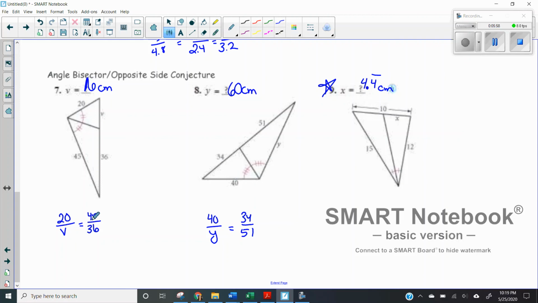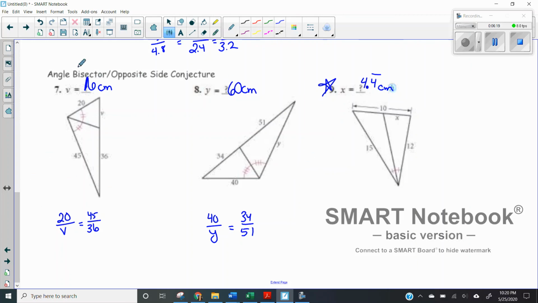Number 8 is fairly straightforward. There's one example of a proportion there for you. So I did short side over long side equals short piece over long piece. You can absolutely do short side over short piece. So maybe you have 40 over 34. That's fine. Then you would just have y over 51. That's perfectly fine. Number 9 was a bit of a doozy.